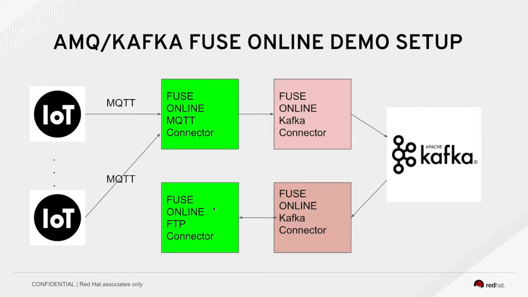So the flow of information is like this. From the IoT devices, they send MQTT messages to AMQ using the MQTT protocol. And then the integration between MQTT and Kafka processes the messages to Kafka in a topic. And then there is another integration which takes the messages from the topic and saves it onto a file using FTP.